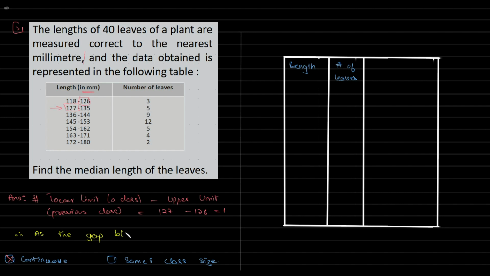between two classes, which is 1. We need to subtract half from the lower limit and add half to the upper limit.